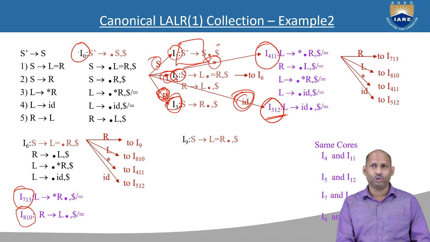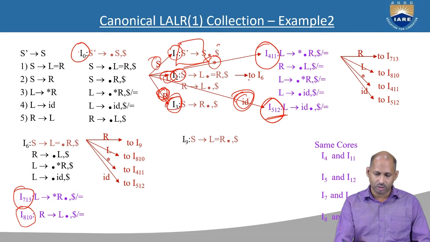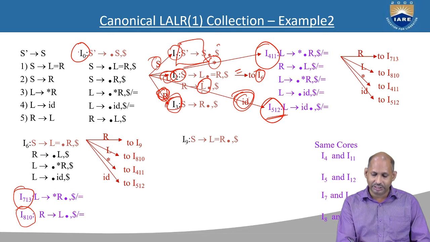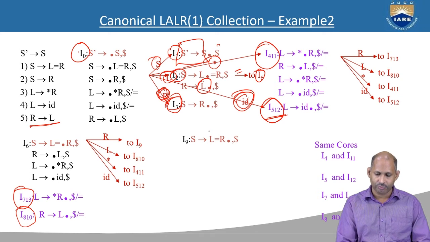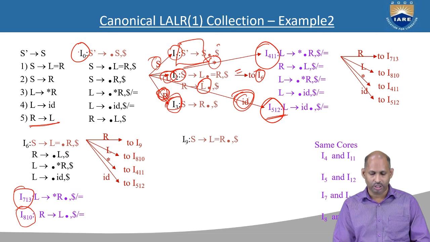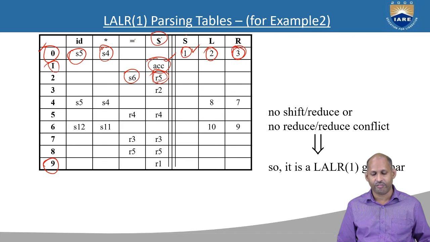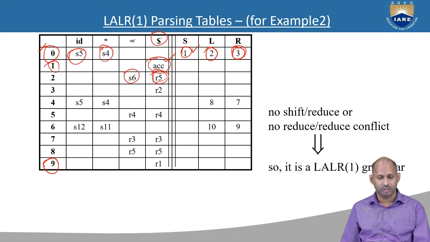Next, I2, the second state. On assignment, going to I6, so on assignment S6. A reduction is there. What is the production number? 5. What is the symbol? Dollar. So on dollar, reduce R5.